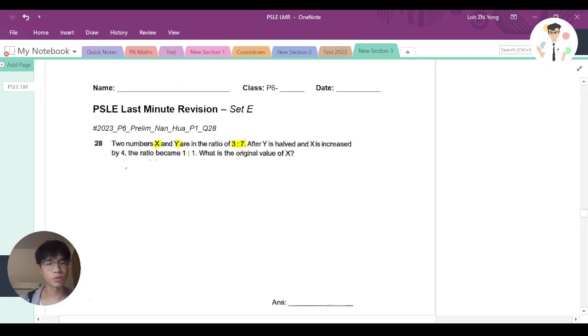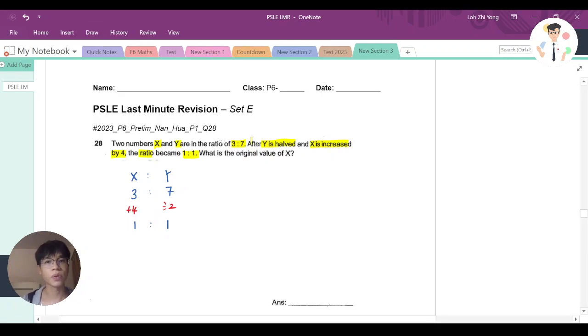So you actually can draw a ratio table here. X to y, 3 to 7. And what happened is after y is half, basically is divided by 2, y is divided by 2 and x is increased by 4. Means that I can add here plus 4. The ratio now became 1 to 1. So what does it mean by 1 to 1? Means that we are actually the same.